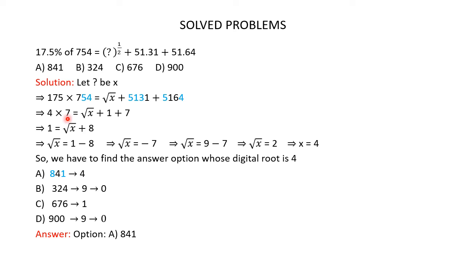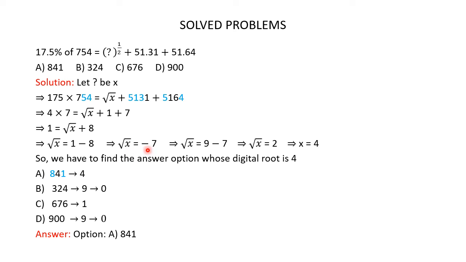4 multiplied by 7 is 28 and 2 plus 8 is 10 and 1 plus 0 is 1. So the digital root here is 1. 1 plus 7 is 8. So now you have 1 is equal to root of x plus 8. Now square root of x is equal to 1 minus 8 which is minus 7. So square root of x is minus 7.